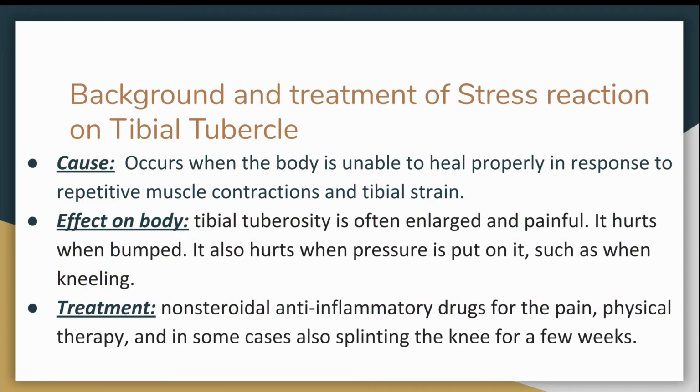Now the background and treatment of stress reaction on tibial tubercle. It occurs when the body is unable to heal properly in response to repetitive muscle contractions and tibial strain. Tibial tuberosity is often enlarged and painful. It hurts when bumped. It also hurts when pressure is put on it, such as when kneeling. Treatment typically includes non-steroidal anti-inflammatory drugs for the pain, physical therapy, and in some cases also splinting the knee for a few weeks.